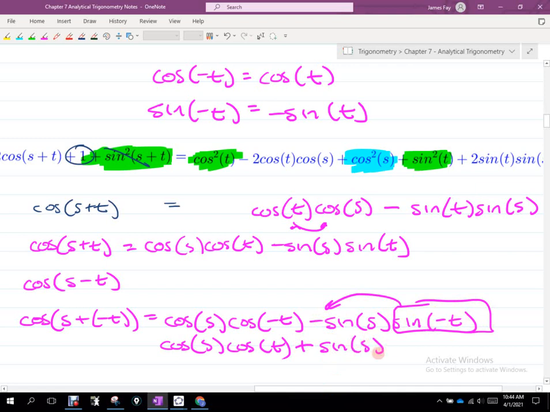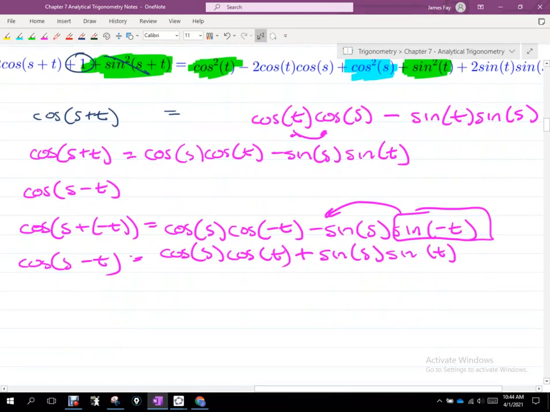Sine S, and that thing then turns into sine of T. So that is the cosine of S minus T. That's the difference formula for cosine, right? Now we're running out of time here, so I'm not going to show this right now, maybe later next week. We only have the cosine sum and difference, right?